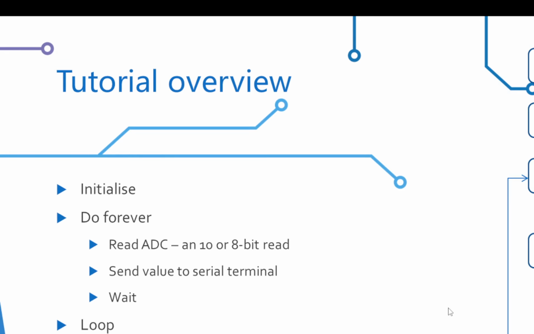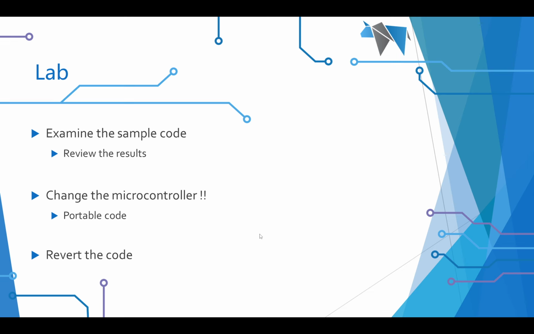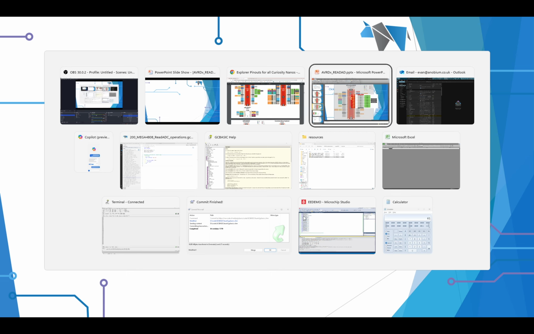So what we're going to do is look at some sample code and review the results. We could change the microcontroller because it's portable code. The same code works on different chips. And then I might have to revert the code because this is the demo set of code, okay? So let's go straight into some code and have a look at what we've got here.